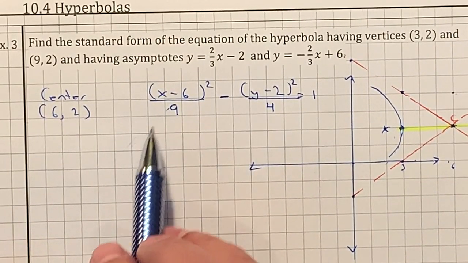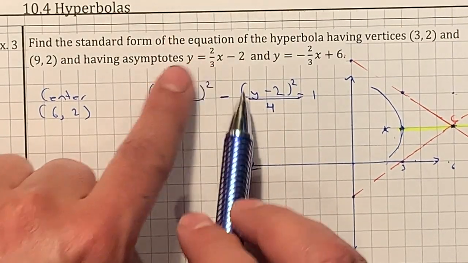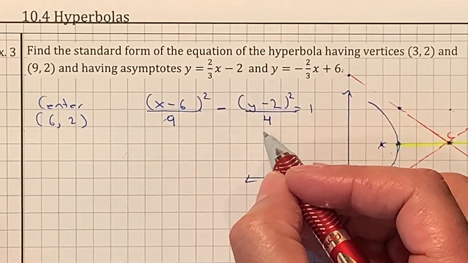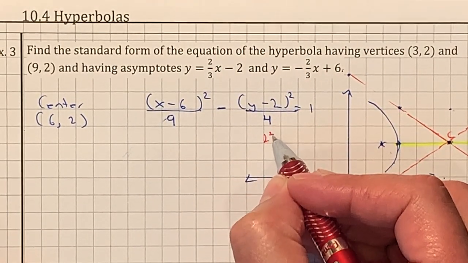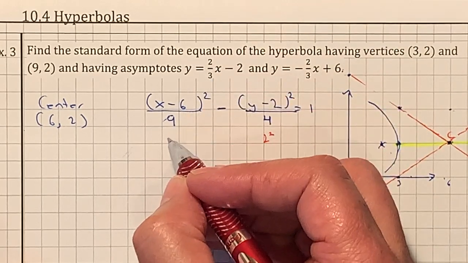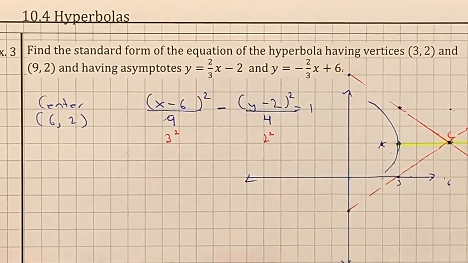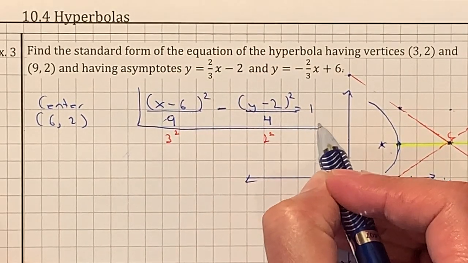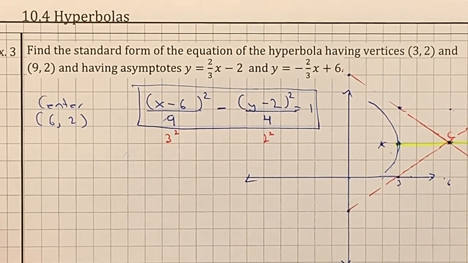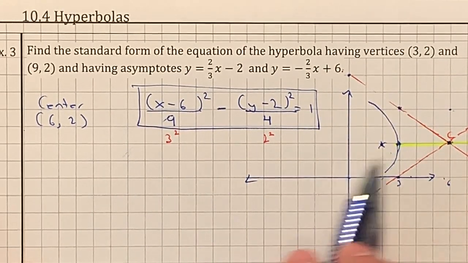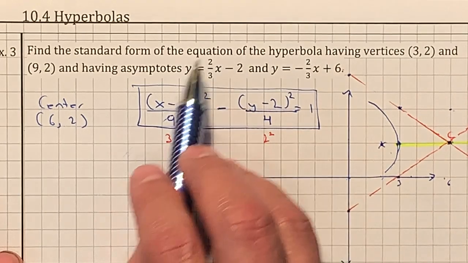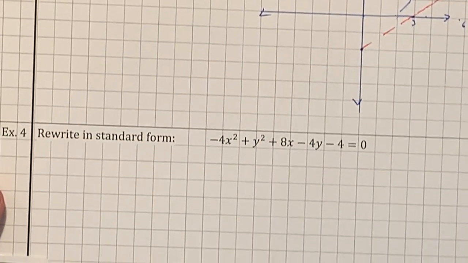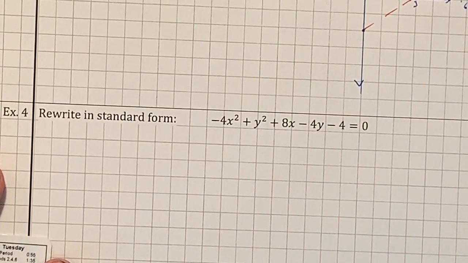Something else that you can actually tell, notice that in this case, your slope is y over x. Under the y, there's a 2 squared, so it'll be 2. Under the x, there'll be a 3 squared, so it'll be 3. So therefore, this is the equation of a hyperbola that has vertices 3 and 2, 9 and 2, and meets this requirement. And the last example for today. Example number 4.